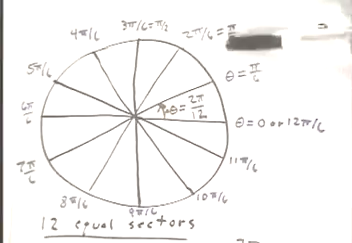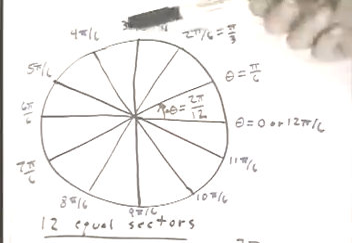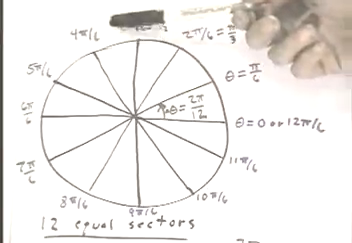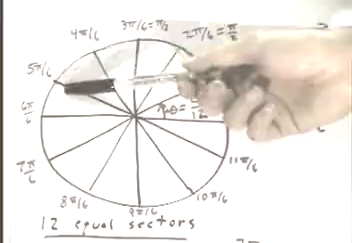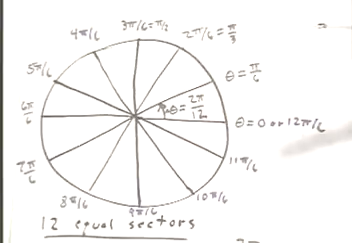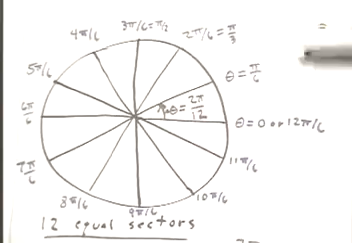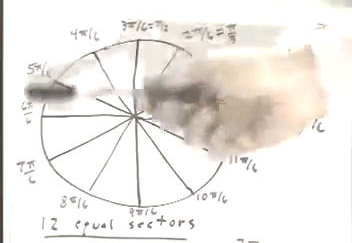Some of these angles can easily be reduced. 2 pi over 6 of course reduces to pi over 3. 3 pi over 6 reduces to pi over 2. 4 pi over 6 will reduce to 2 pi over 3. And many of these others will reduce. 5 pi over 6 doesn't reduce. 11 pi over 6 doesn't reduce, nor does 7 pi over 6. So some of these reduce, some of them don't. But the point is that when we divide the circle into 12 equal sectors, we get these angles.